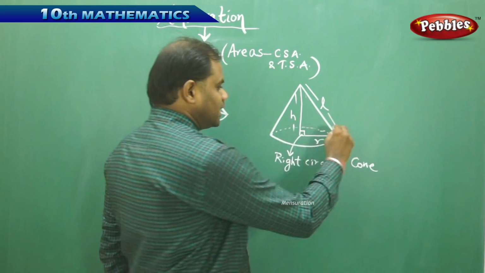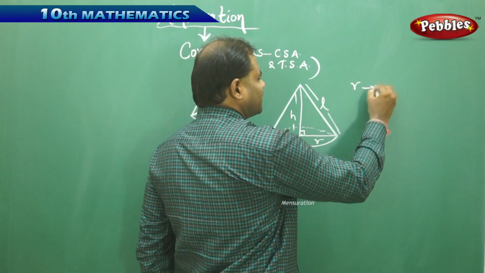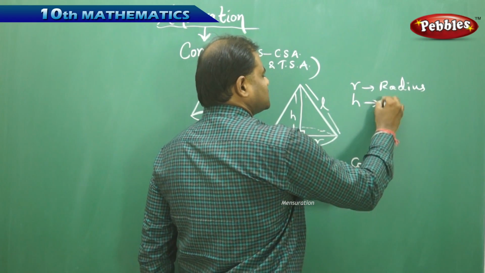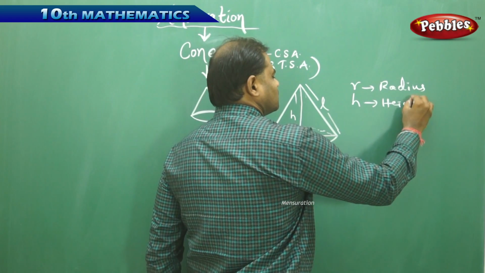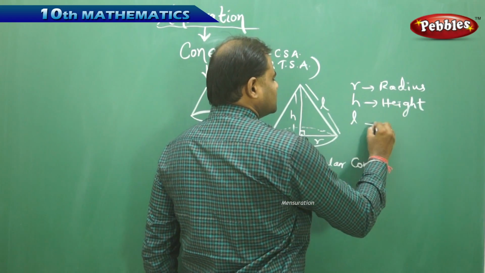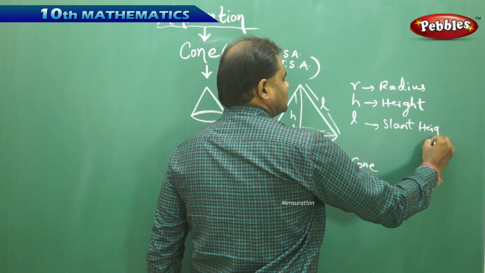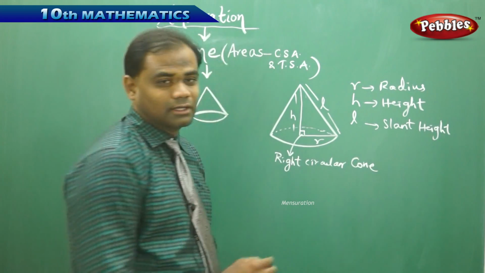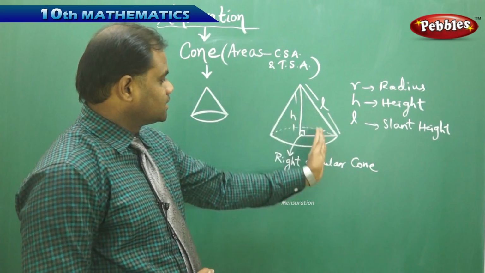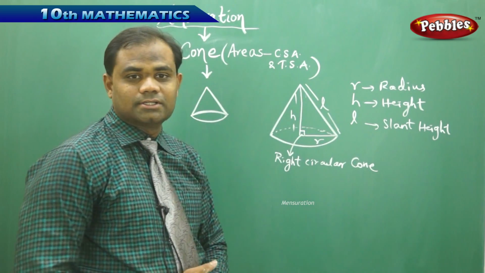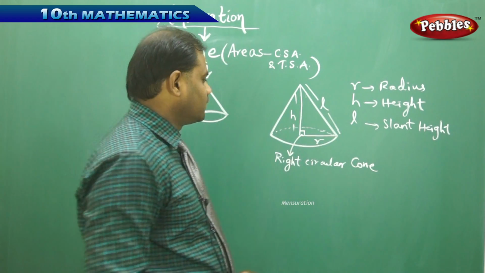In this case, we have to remember r is the radius of the cone, h is the height of the cone, and L is its slant height, which helps us in finding the curved surface area. The slant height is the height which is considered slantly on the side. It is the hypotenuse of the right angle triangle.